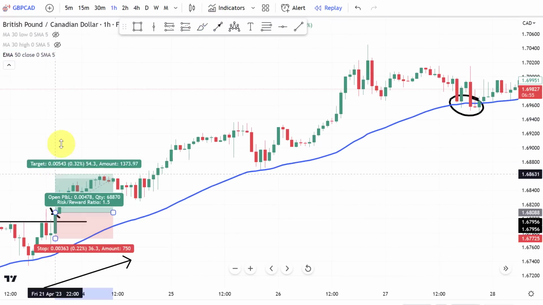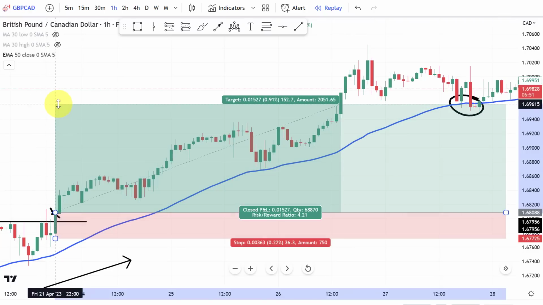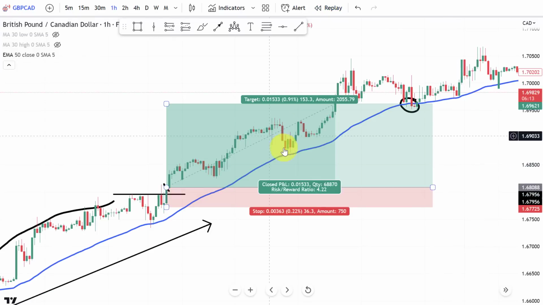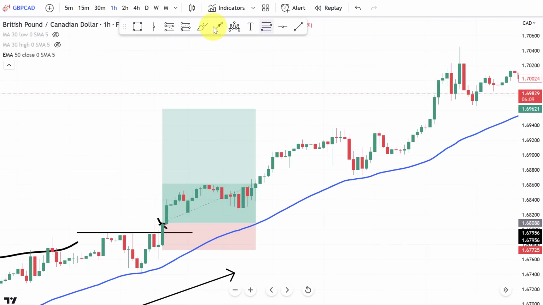So let's see where this brings us and where this leaves us. This is an exit here, which gives us a 4-to-1 reward to risk ratio, which is pretty good in a trend following trading system. And then during the trade, you will have periods where the market dips into the moving average but doesn't break it.